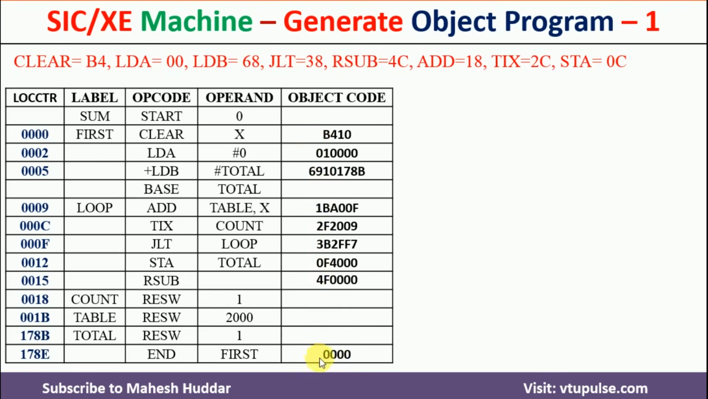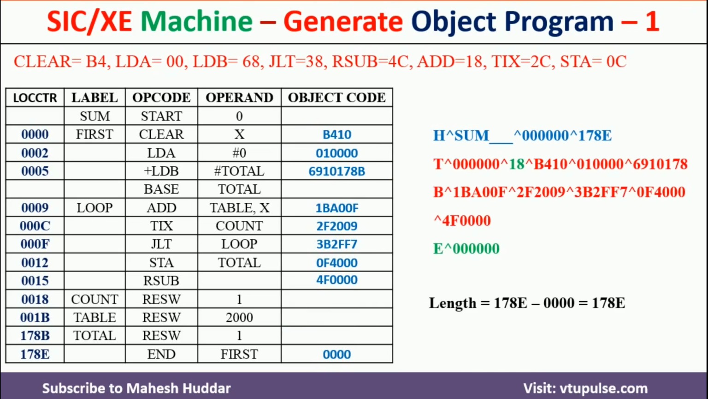Now we got the object code for each and every instruction. We will try to convert this object code into an object program here. The object program contains 3 sections.